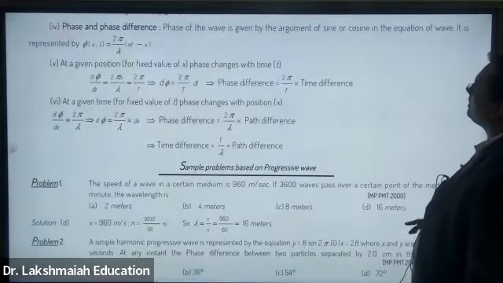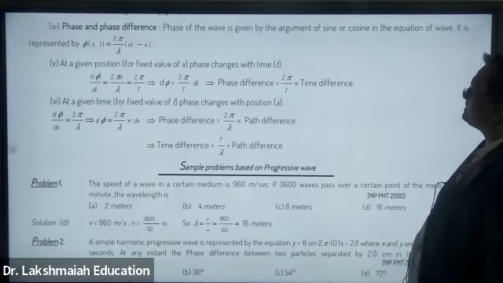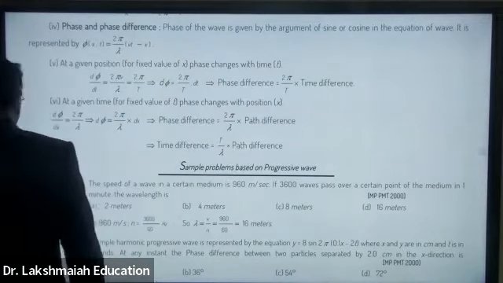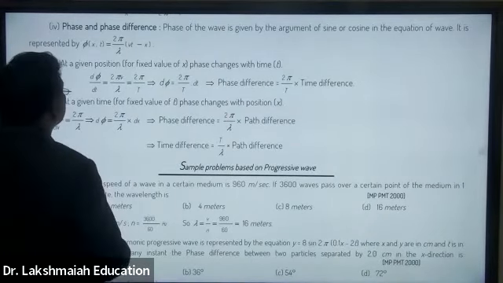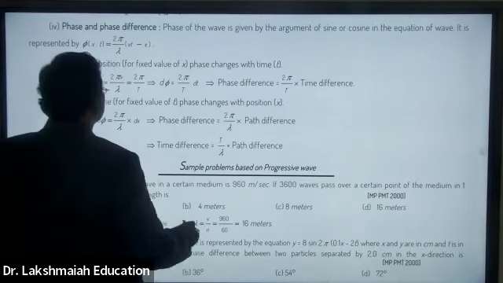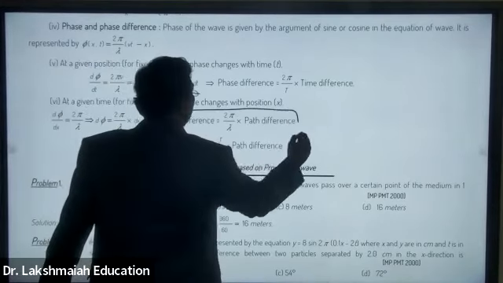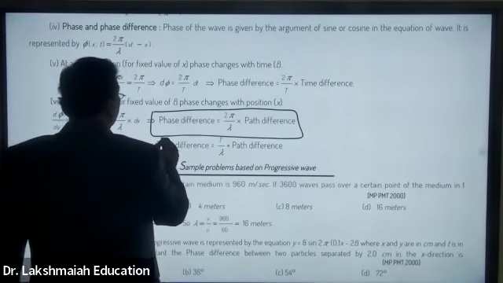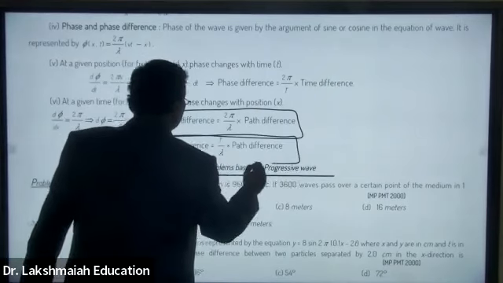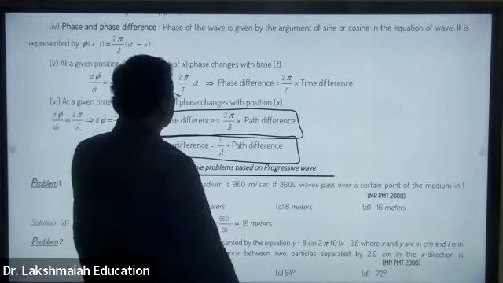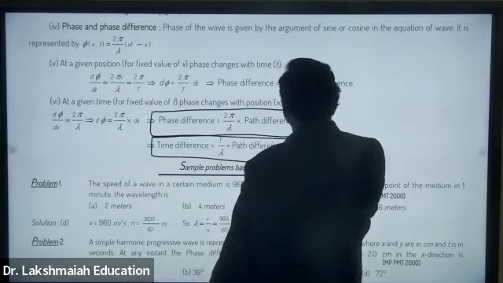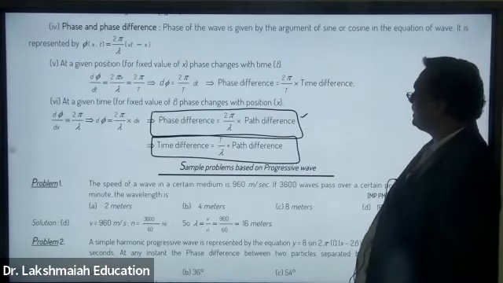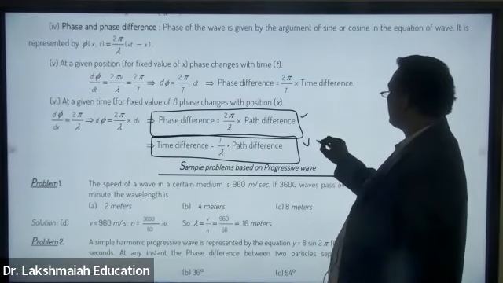Have you completed this? Phase difference is equal to 2 pi by lambda into path difference. Time difference is equal to, this also is very important, time difference is equal to T by lambda into path difference. It is the phase difference, it is the time difference. This is also important.